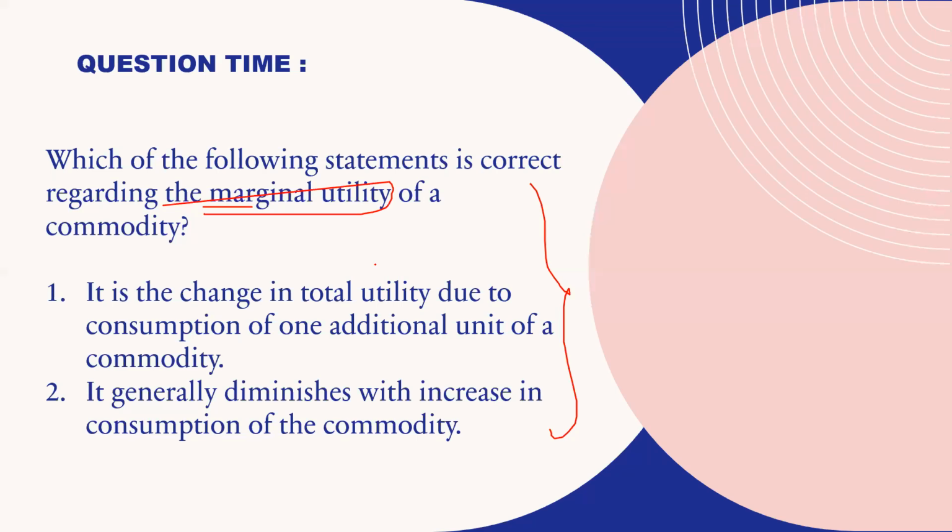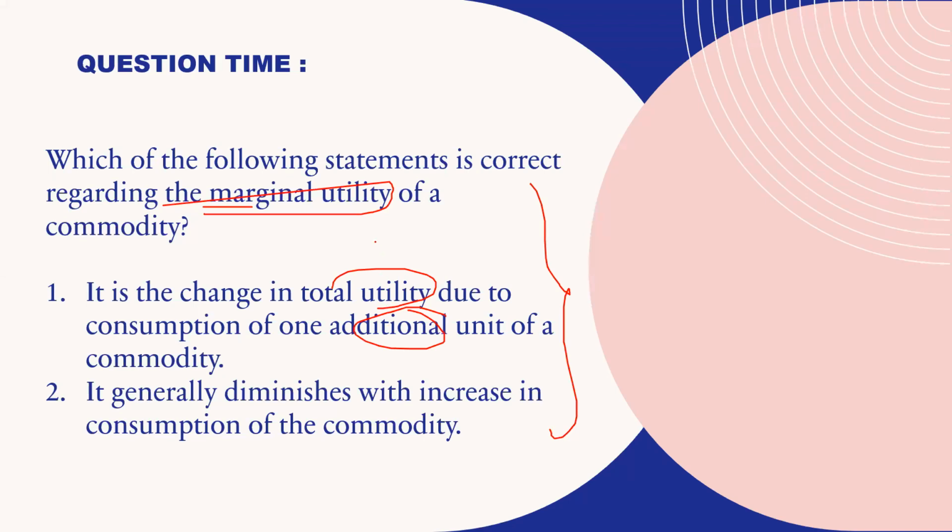Marginal utility is basically the utility due to consumption of one additional unit of a commodity. For example, whatever extra satisfaction you get when you take one more additional unit of that particular commodity is called marginal utility. That additional satisfaction which you get from one additional unit is basically marginal utility. Simple.